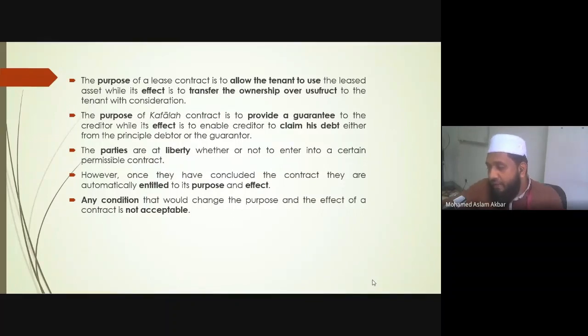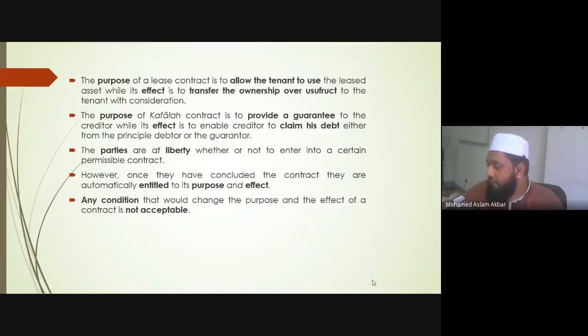All right. What about the kafala? The purpose in kafala is actually providing a guarantee. Right, kafala means guarantee. So now you buy a product, or you go and get a loan from the bank, they will ask you for the guarantor. So the purpose of kafala is actually providing a guarantee. The effect is what? The effect is claiming his or her debt.